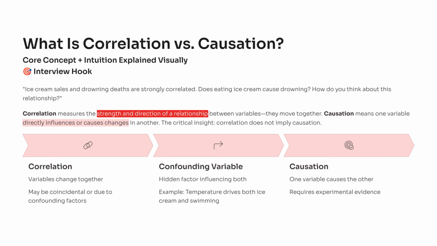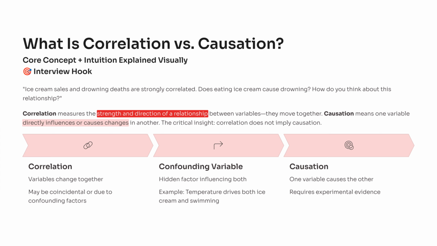Here's the simple version. Correlation means two things move together. When one goes up, the other tends to go up too, or maybe down. It measures the strength and direction of a relationship, but not why it happens. Causation, on the other hand, means one variable actually causes a change in another. Now look at the visual flow on your screen.